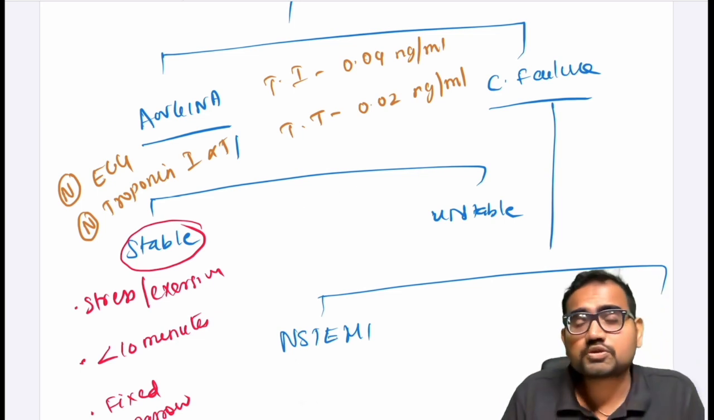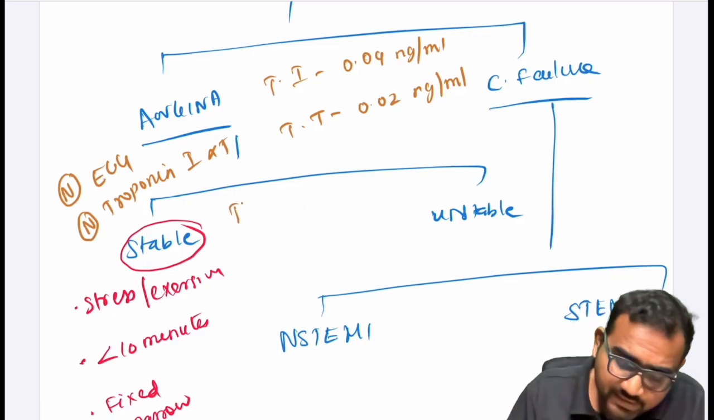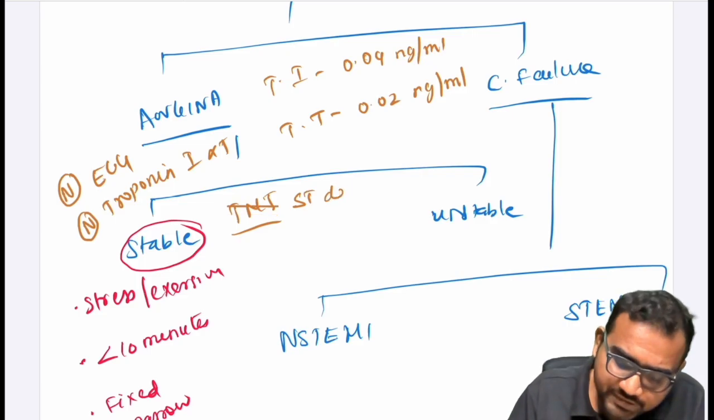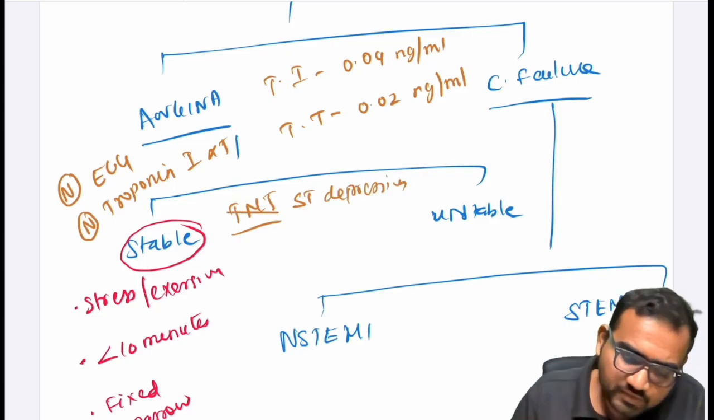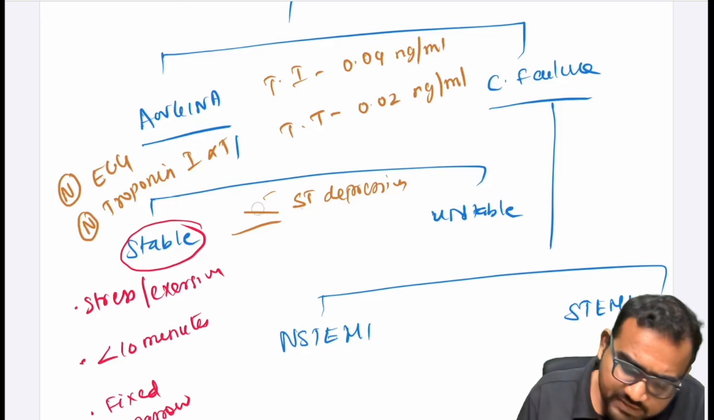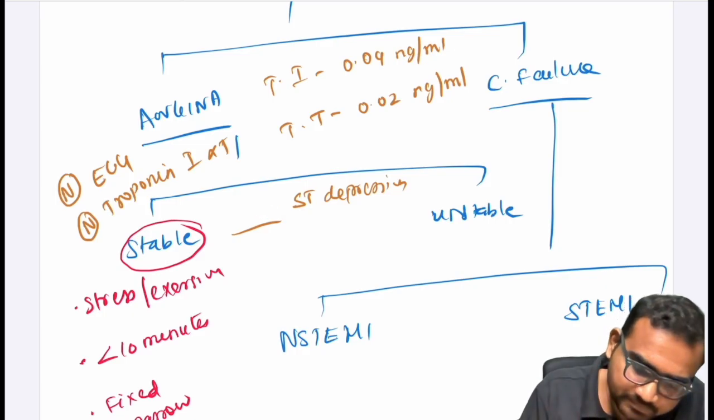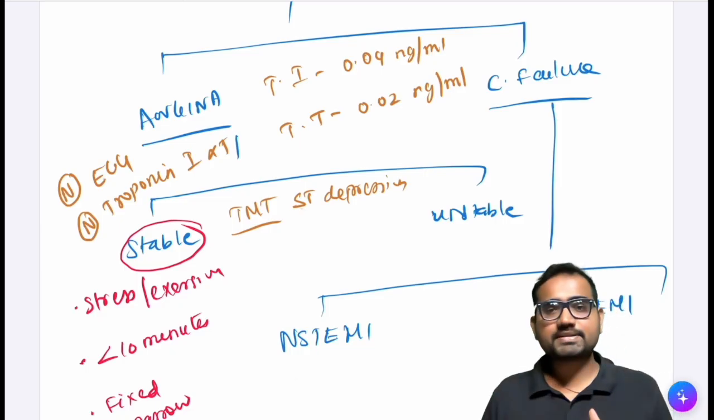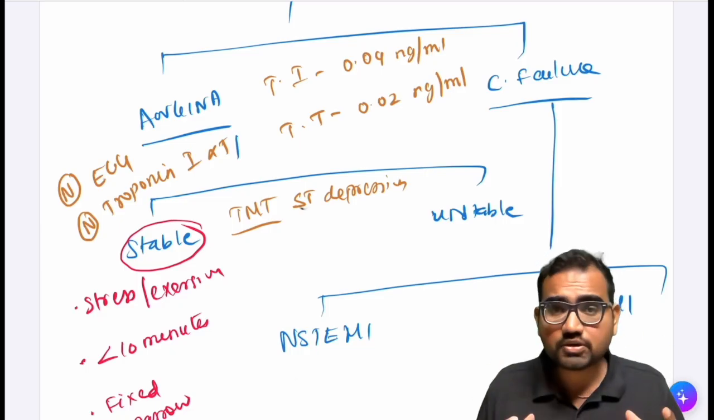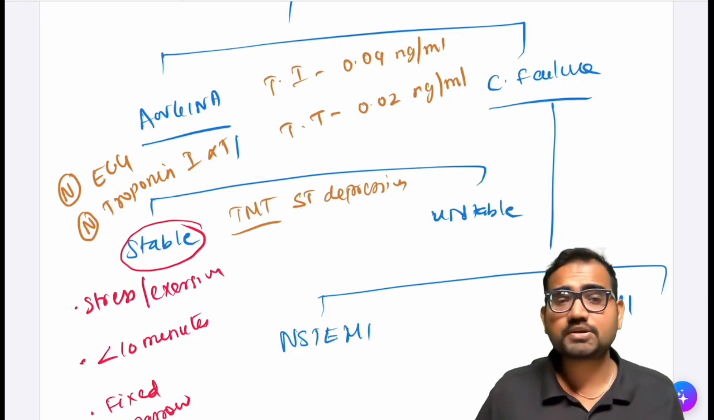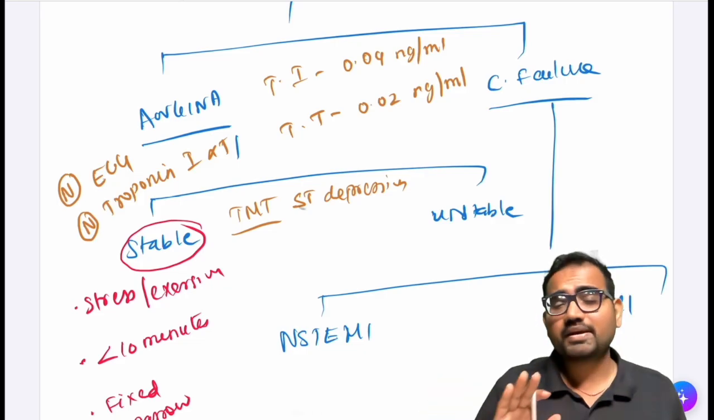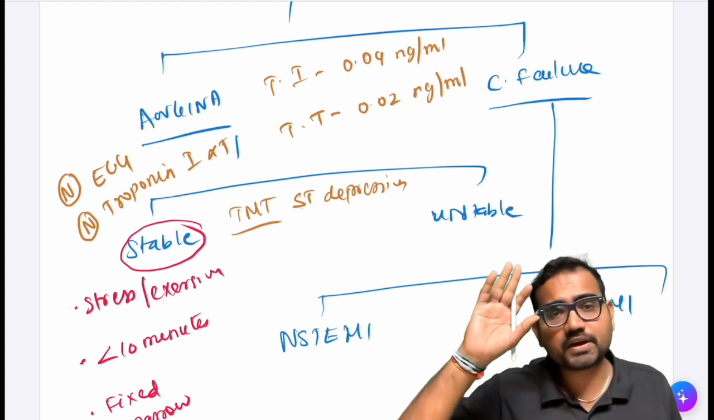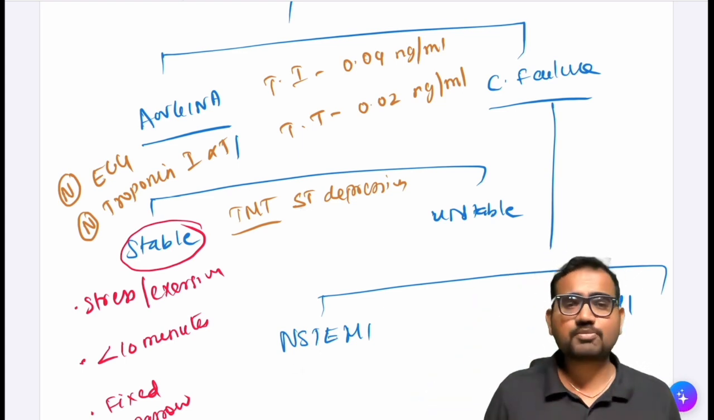Then how do we find it? What happens in a treadmill test? In a treadmill test, there will be ST depression. To summarize stable angina: the patient will have pain only on exertion or stress. It lasts less than 10 minutes. There will be fixed narrowing of the vessel walls, and the ECG and troponin values will be normal. In a treadmill test, if I ask the patient to walk, there will be ST depression. This is about stable angina.